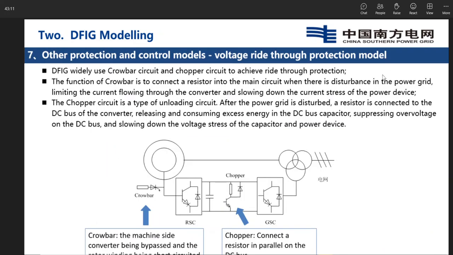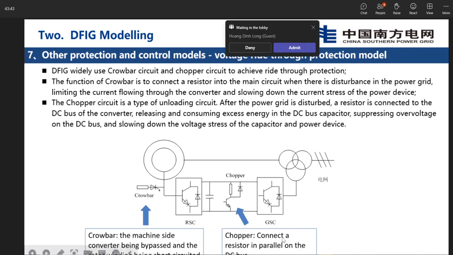We also have the voltage ride-through protection model. It contains crowbar and chopper. They are very common protection devices in DFIG. The crowbar means the turbine side converter is bypassed, so the current won't be too big. And the chopper means connecting a resistor in parallel on the DC bus to share the voltage burden of the inverter.